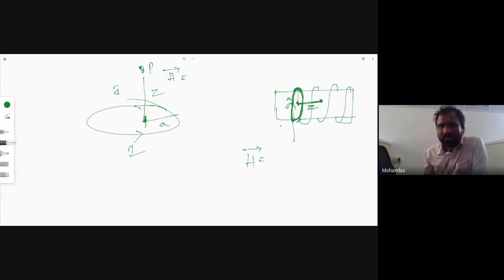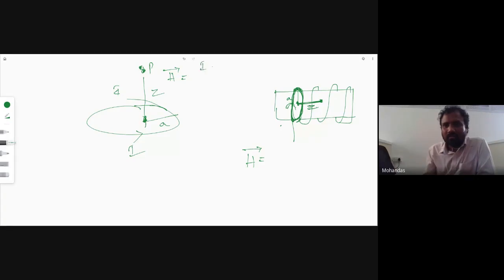Roll number 46. What is the magnetic field intensity due to a circular loop? Dattatreya? Yes, sir. Tell me what is the magnetic field due to the circular loop at the field point P? You already derived it. Tell me the formula.